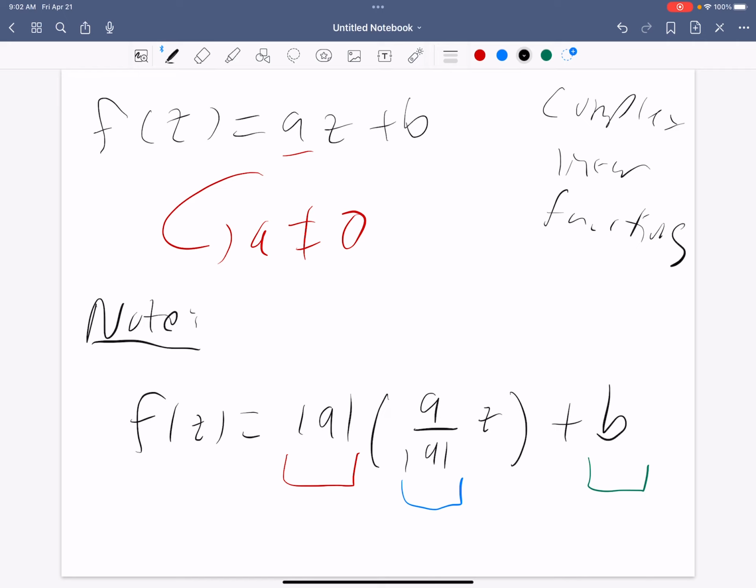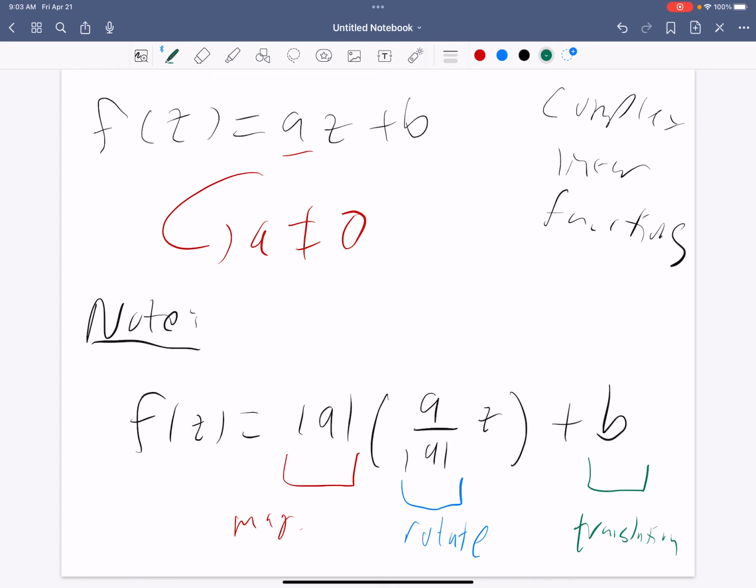And, of course, each one of these individual things is going to correspond to some nice geometric stuff. So, first of all, A over its modulus here, as we're going to see, is a rotation. Multiplying by this real number is a magnification. And adding a complex number is simply a translation.